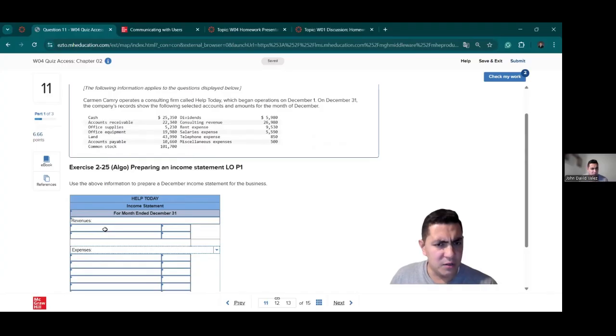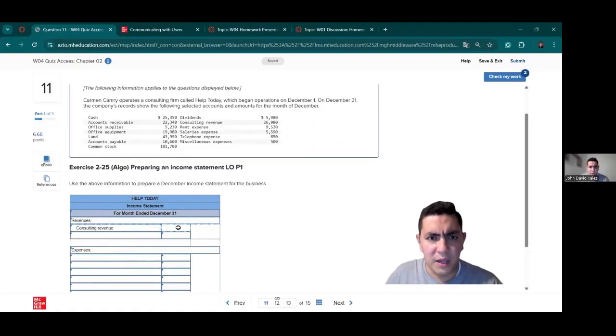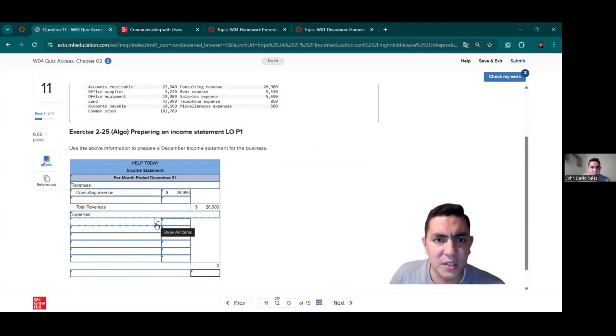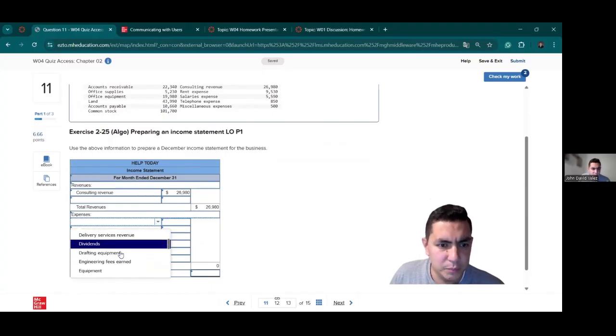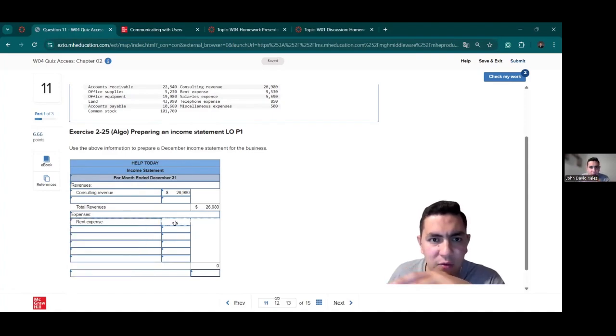So for the revenues, we have consulting revenues of 26,980, and we don't have anything else about revenues. Now we have expenses, and about expenses we have rent expenses. Well, rent expenses, and we have about rent 9,530.